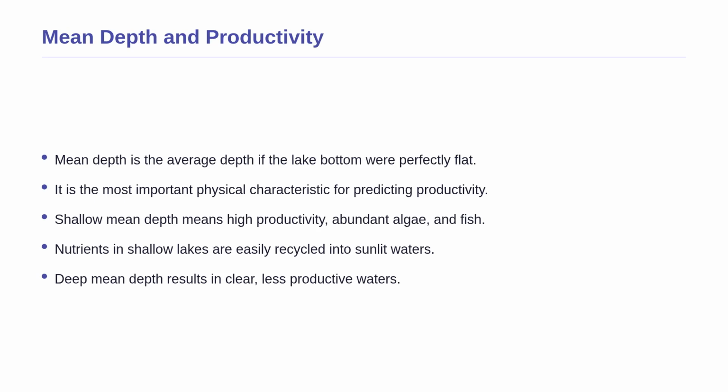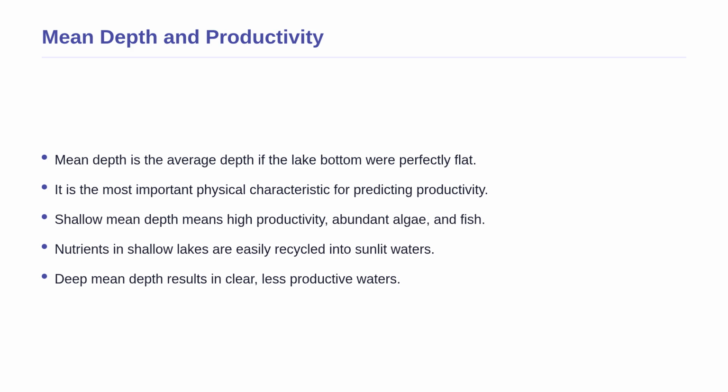Within lake morphometry, one measurement stands above the rest: the mean depth. Mean depth is a calculated value, representing what the depth would be if you bulldozed the lake bottom until it was perfectly flat. It is arguably the single most important physical characteristic for predicting the biological productivity of a freshwater ecosystem. Lakes with a very shallow mean depth tend to be highly productive.